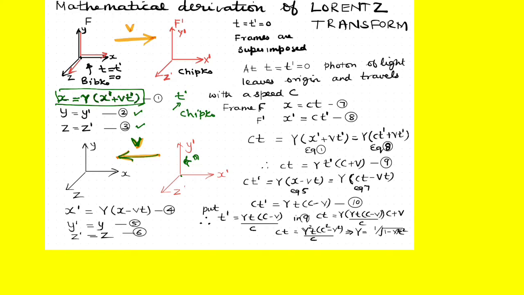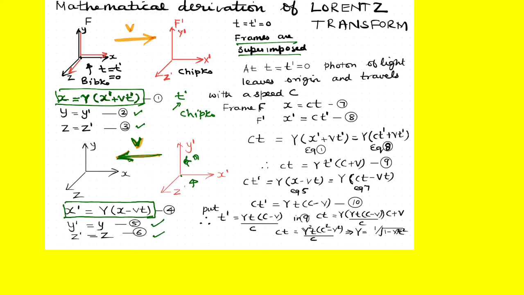So x dash, y dash and z dash, as per this observer, x dash would be again gamma into x minus vt, minus because the velocity is going in this direction. Of course, they would agree on the y coordinate and the z coordinate, which would be exactly the same. Now, at t is equal to t dash is equal to 0, we notice that the frames are actually superimposed. So there is absolutely no difference of opinion.